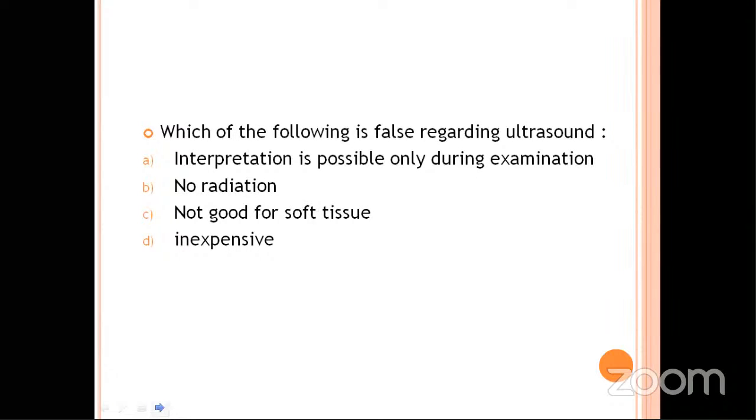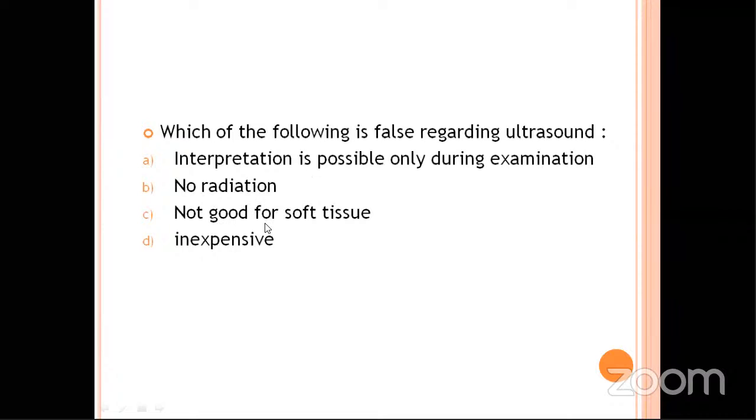Which of the following is false regarding ultrasound? Ultrasound is one where using ultra frequency sound waves, the lesion is examined, or it is told whether it is a cystic or a fluid filled or an empty lesion. Okay. CT, CBCT, X-rays use ionizing radiation. MRI, it is radio frequency pulse. Ultrasound, it is ultra frequency sound, which is used to diagnose a particular lesion. Interpretation is possible only during examination.